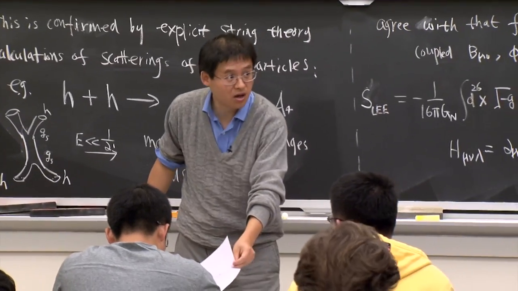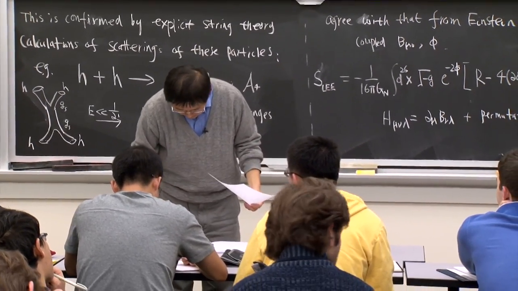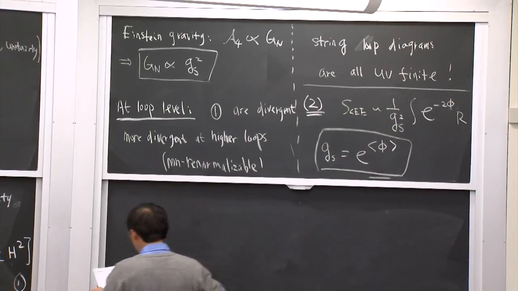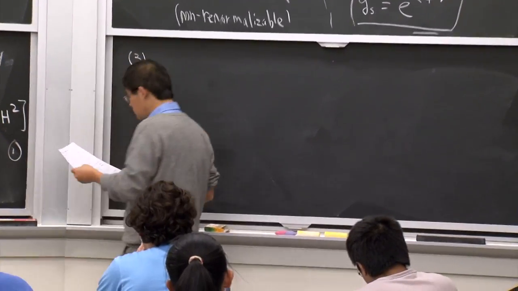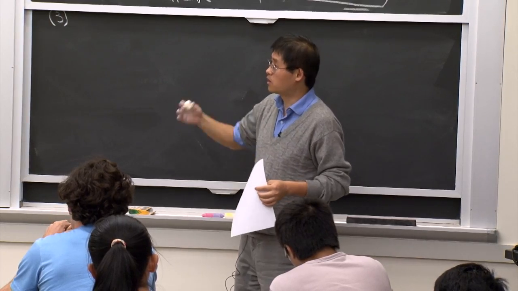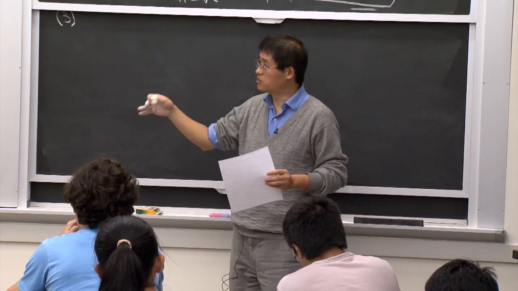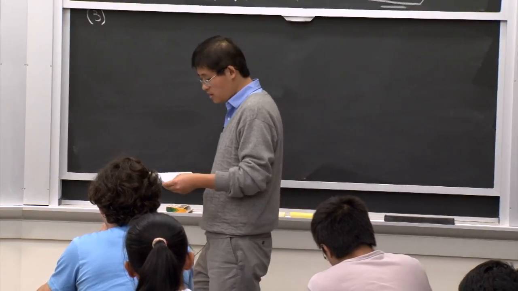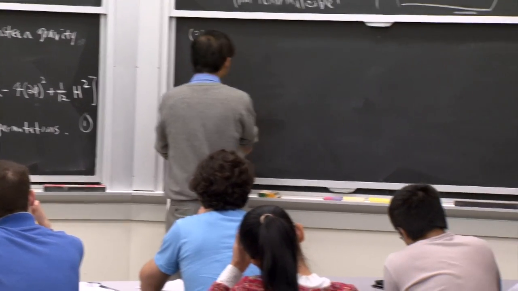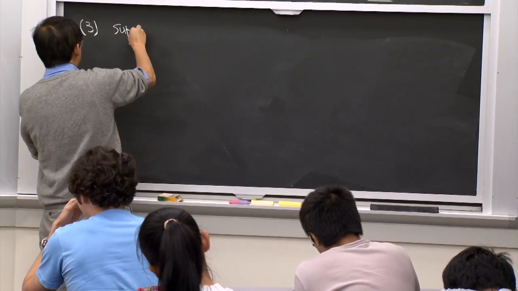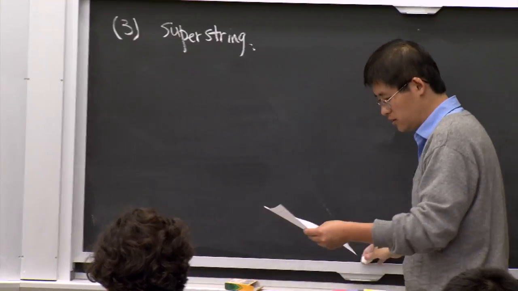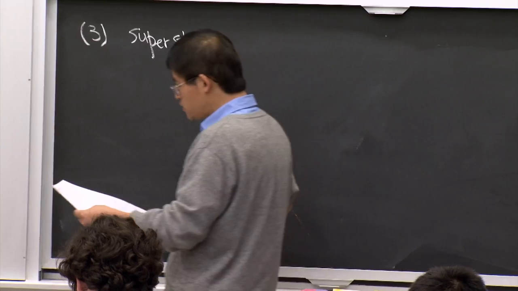Okay, so my last comment. So earlier we talked about the tachyon. What we described so far is called the bosonic string, because we only have bosons. So this bosonic string can be generalized to what's called the superstring theory. So what the superstring does is the following.